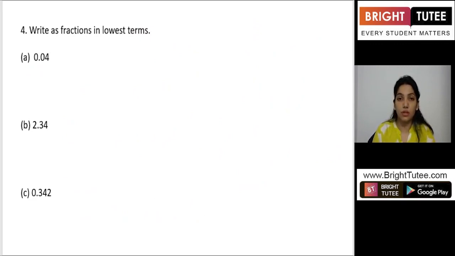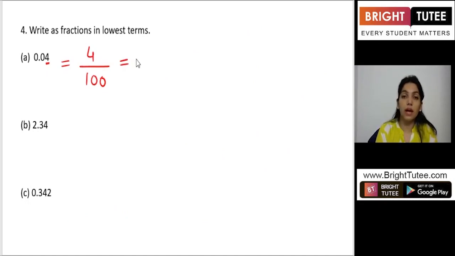Write as fraction in the lowest term. So let's first convert this into a fraction and then to the lowest term. Clearly it is 0.04. So we have 4 sitting at the hundredths place. So this can be written as 4 over 100. And let's convert this to the simplest and the lowest term.